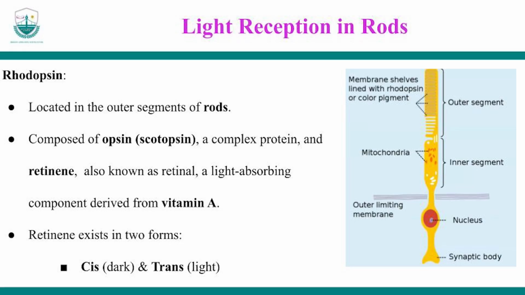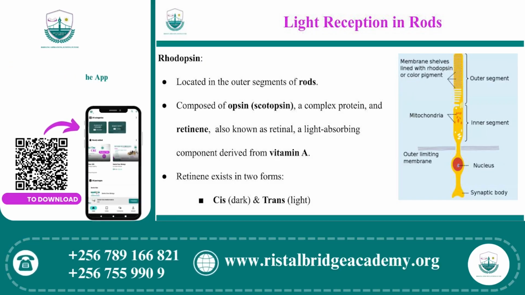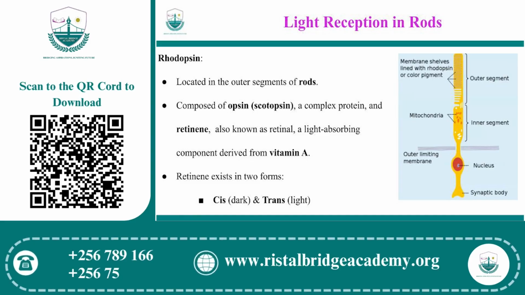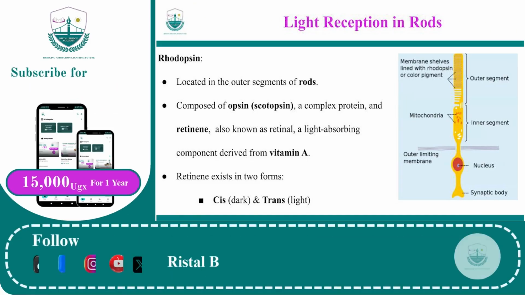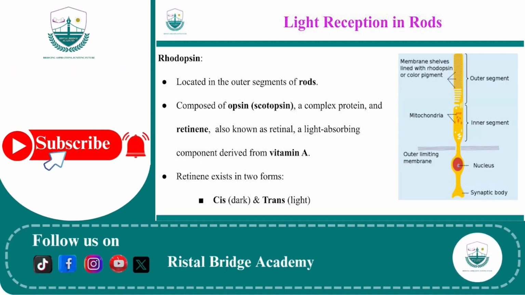Okay, so that rhodopsin is actually composed of two components. We have the complex protein component, that is one, and then the second one is retinol, what we can call retinene. So two things make up rhodopsin: the protein, which is called opsin, or scotopsin, and then retinol. Those are the two things that make up rhodopsin.